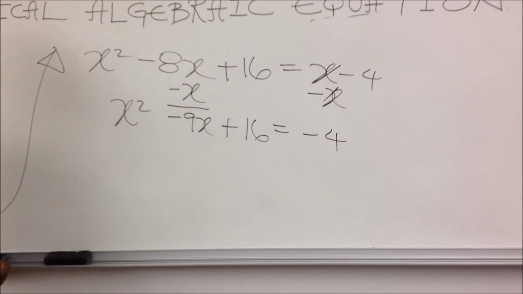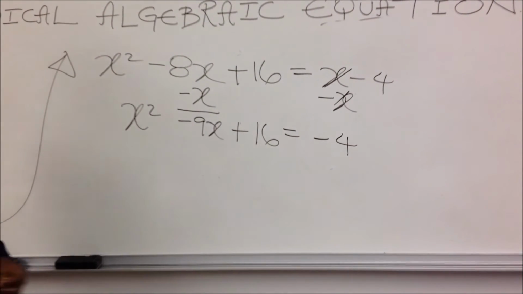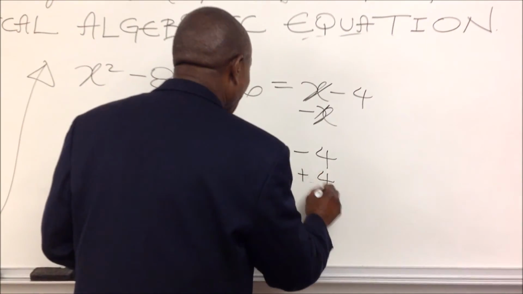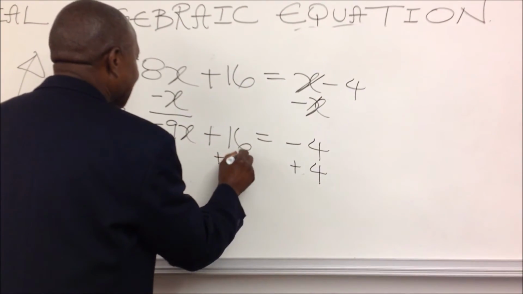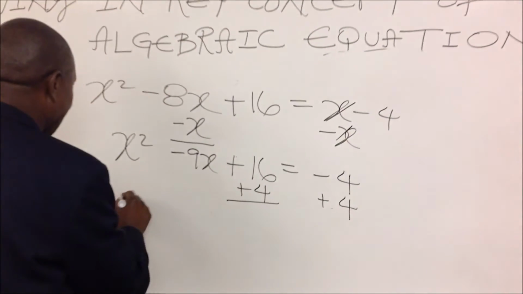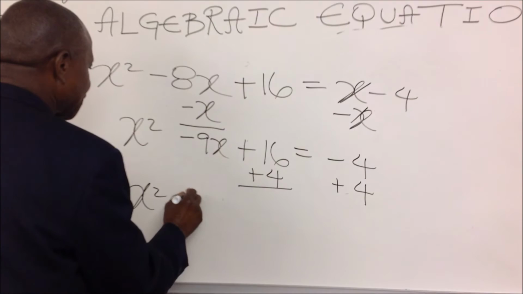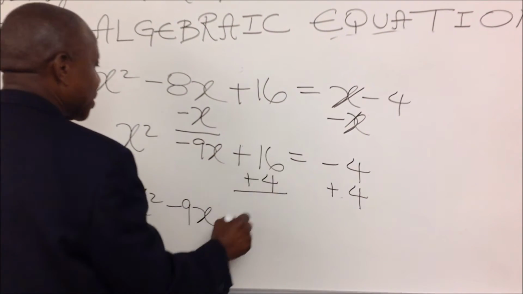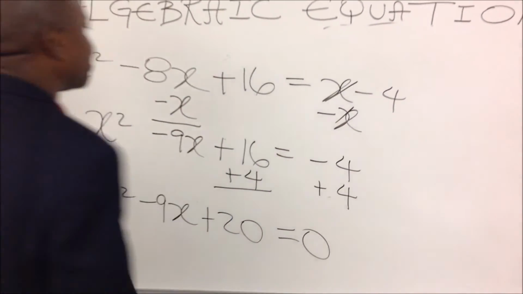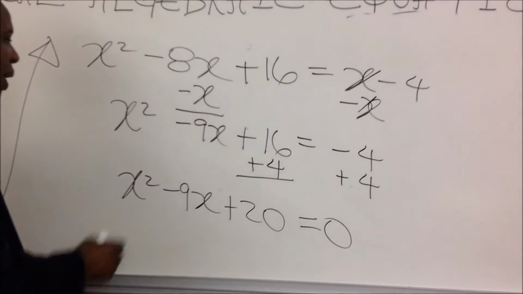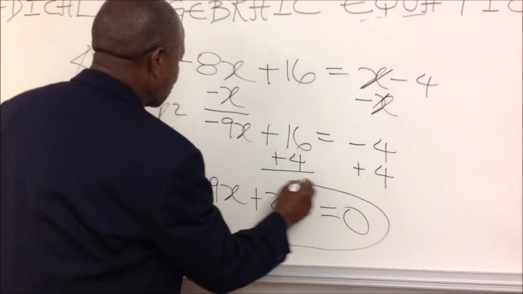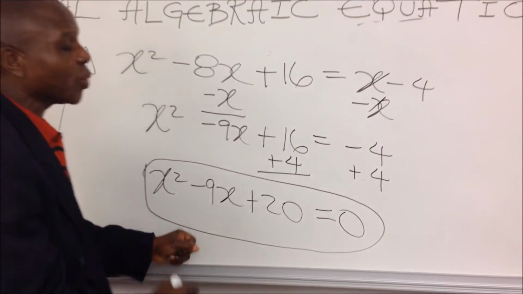So what will be our next step? Our next step, of course, will be to now add 4 to both sides of the equation. Whatever you do to one side of the equation, you must do to the other side. So that means we now have x squared minus 9x plus 20 equals 0. This is what we call a quadratic equation.